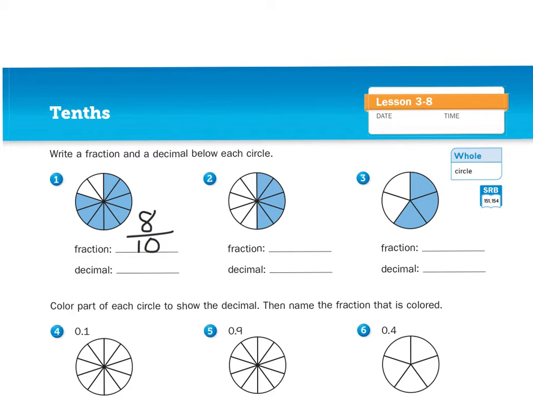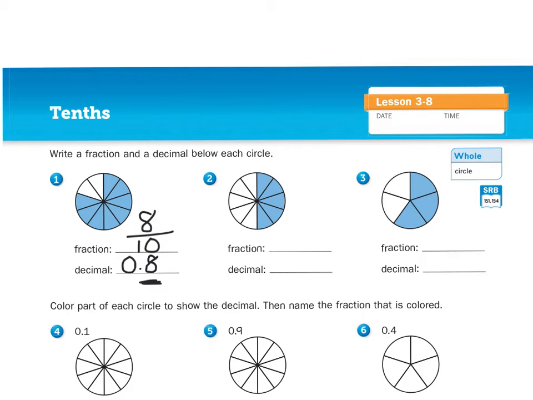Back to our journal page. So we have the fraction 8 tenths. If you look at our circle, it is not a whole, correct? That's why it is 8 tenths. It's 2 pieces away from being a whole. Our decimal for 8 tenths looks like that: 0 with the decimal point there, 8, 0.8. And you read that as 8 tenths.